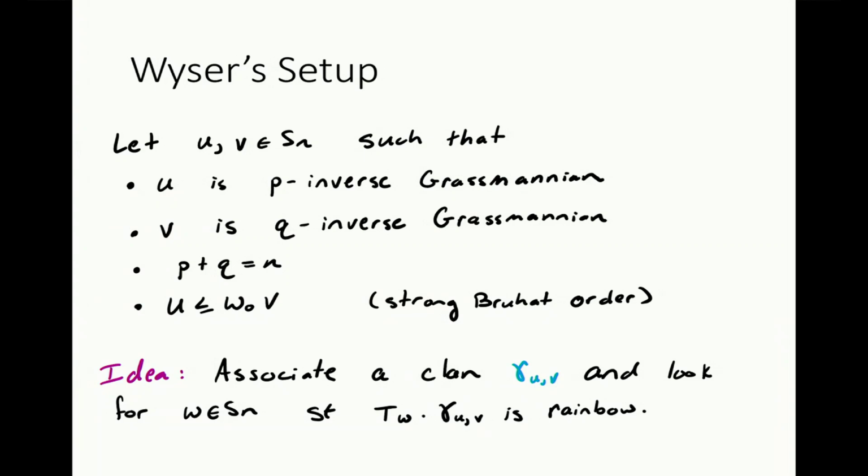And the idea is that we're going to associate a clan to these two inverse Grassmannian permutations. In particular, it's going to be a non-crossing clan, and we're going to look for permutations in Sn really of the right Coxeter length, so that when we act by this operator Tw on this starting clan, we reach the rainbow clan.